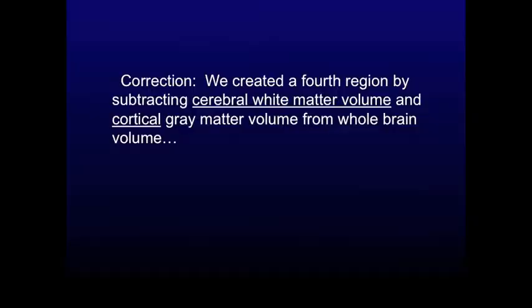We looked at 4 brain regions, and that was based on what Dr. Hedman et al. gave us. Dr. Hedman et al. gave us 3 brain regions we could look at. First of all, whole brain volume. Secondly, gray matter volume. And third, cerebral white matter volume. Well, we created a 4th region by subtracting whole brain volume and gray matter volume from whole brain volume and looking at what's left over.